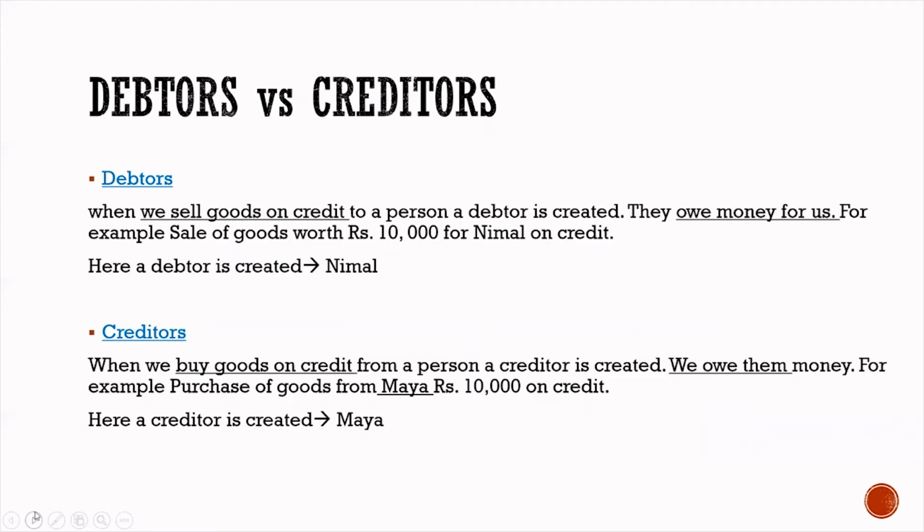Before moving to the accounting equation, there are two parties which you have to thoroughly know and understand about. That is the debtors of the business as well as the creditors of the business. The debtors are the people who buy goods from us on credit, right? So we are selling goods to that person on credit. Then he is the one owing money to us.